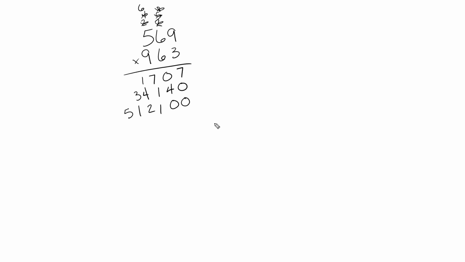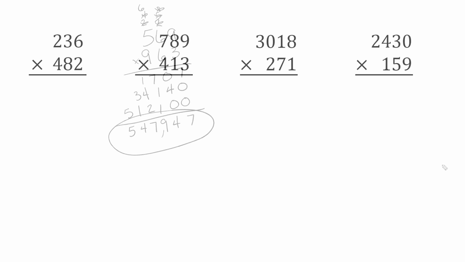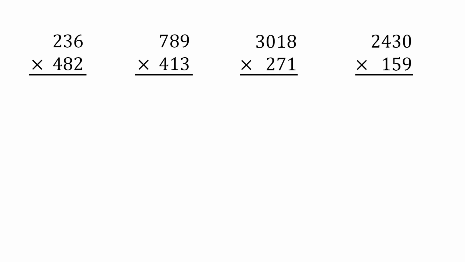Now it's just adding our products. 7 plus 0 equals 7. 0 plus 4 plus 0 equals 4. 7 plus 1 equals 8. 1 plus 4 plus 2 equals 7. 3 plus 1 equals 4, and 5 equals 5. 569 times 963 equals 547,947. Here are a few problems you can try on your own.